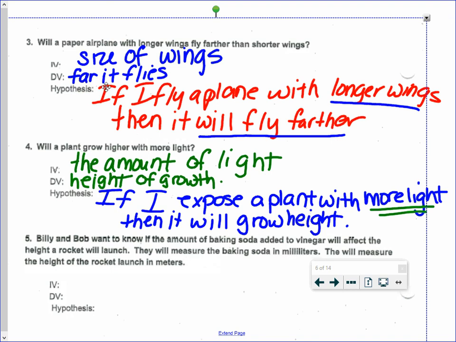Maybe, who knows. Anyway, your independent variable is always in the beginning. Look, I underline it. The dependent variable is always after the then. It's the cause and the effect. If you still are not sure how to do this, come see me. You need to master hypotheses, independent and dependent variables.